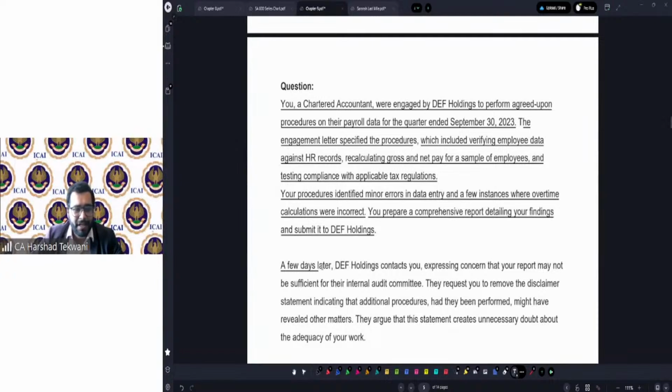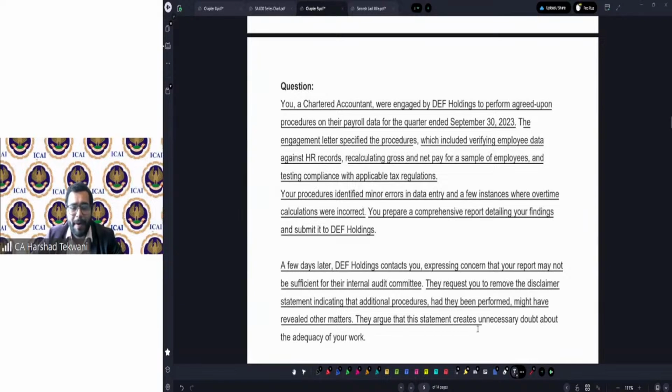A few days later, DEF Holdings contacts you expressing concern that your report may not be sufficient for their internal audit committee. They request you to remove the disclaimer statement indicating that additional procedures, had they been performed, might reveal other matters. They argue that this statement creates unnecessary doubt about the adequacy of the work performed. You need to comment on this one.